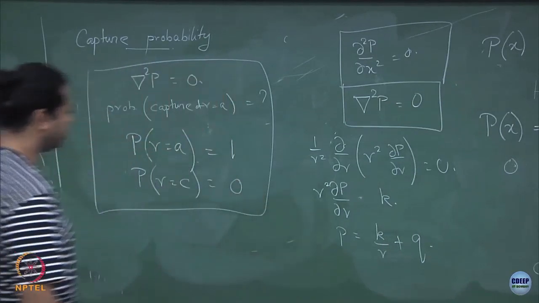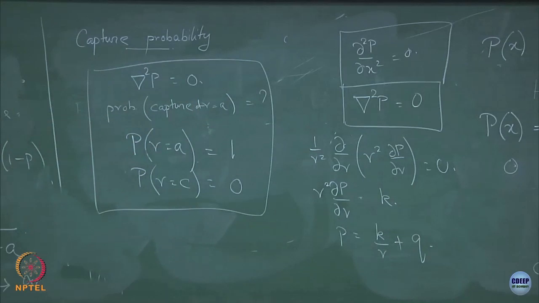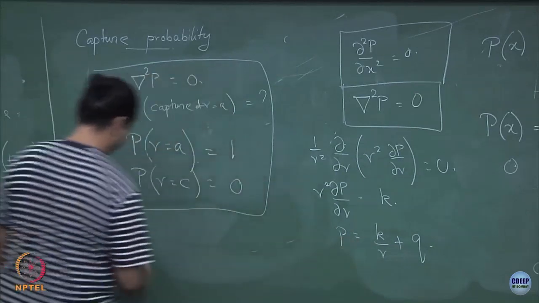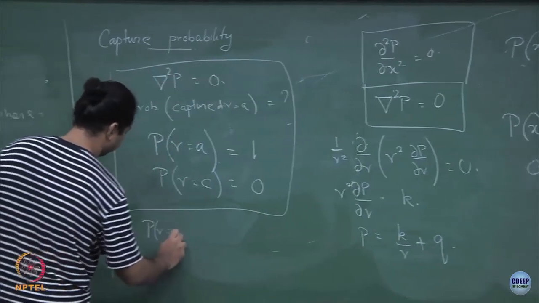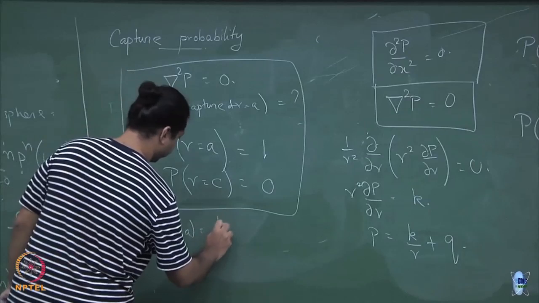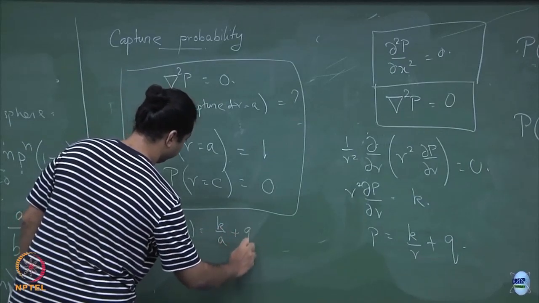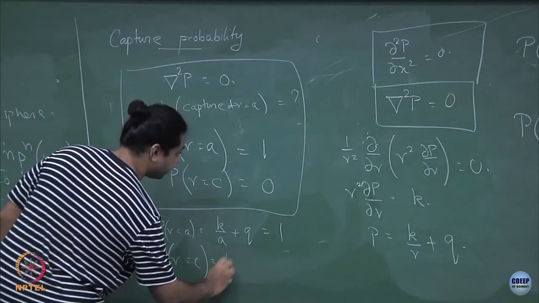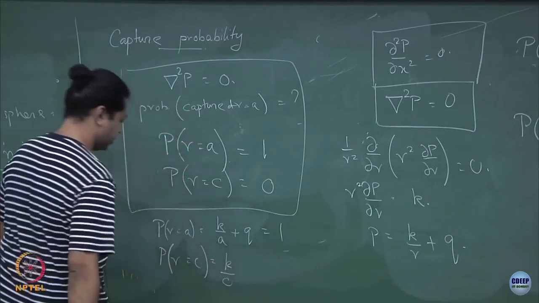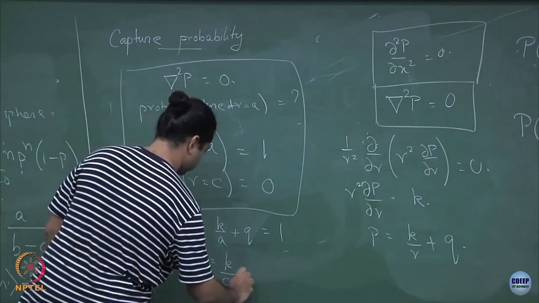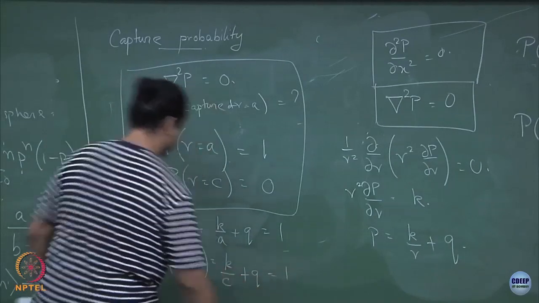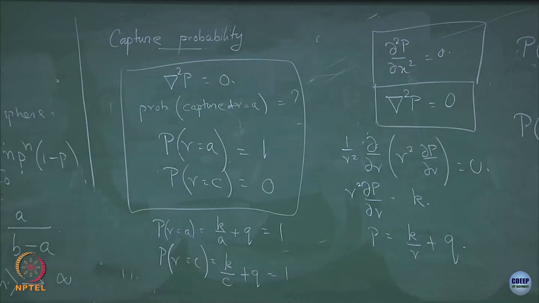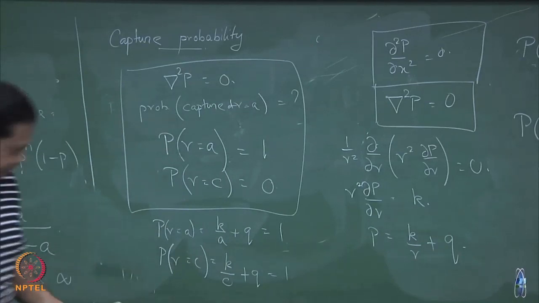And then I can substitute these boundary conditions. If I put r equal to a, p at r equal to a is k by a plus q, which is 1, and p at r equal to c is k by c plus q, which is equal to 0. So, you can solve for k and q, and you can tell me what p of r is.